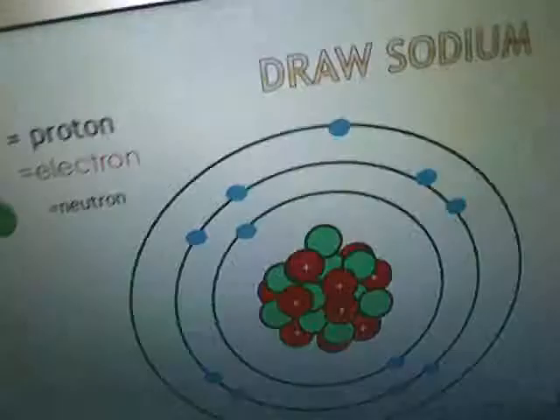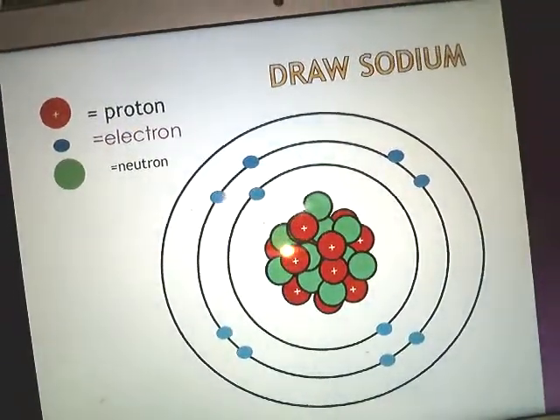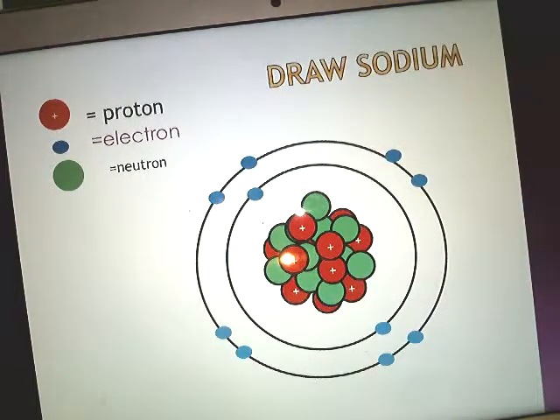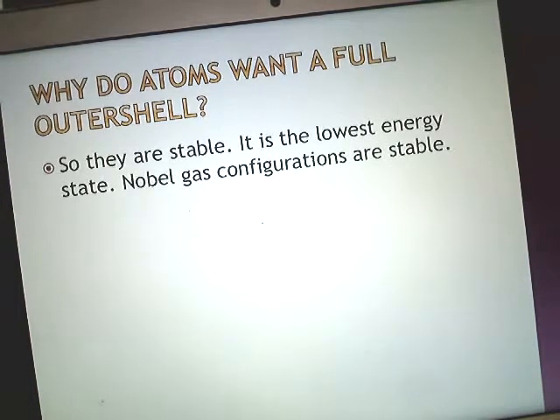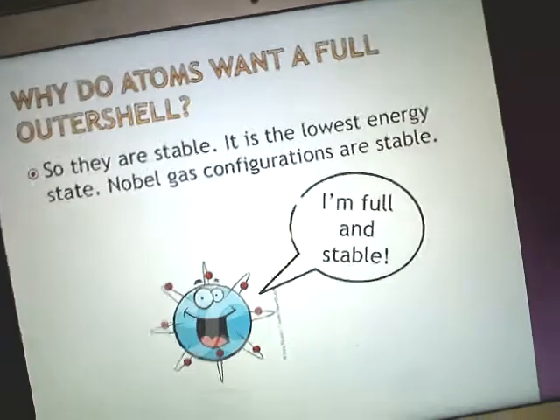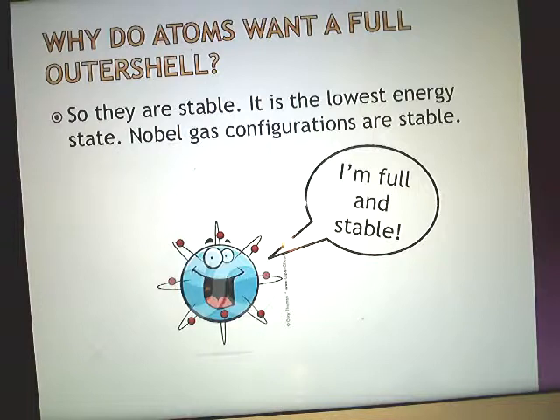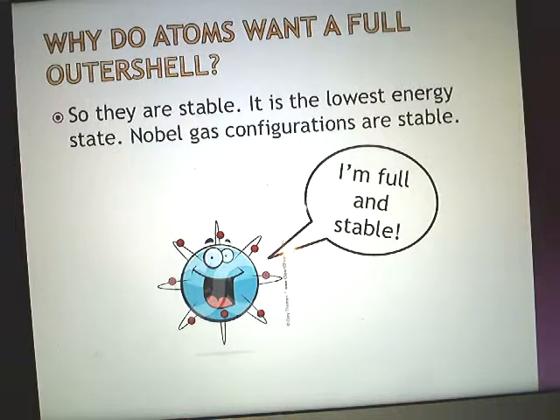Okay, let's have a look. Sodium loses the electron. Oops, now it only has 2 shells. Okay, why do atoms want a full outer shell? We've spoken about this before. So they are stable. Okay, it's the lowest energy state. It's the noble gas configuration. I'm full and I'm stable. I always tell my year 10s, it's like a spider. Imagine if a spider had 7 legs. It'd be falling all over the place. It needs those 8 legs to be stable.